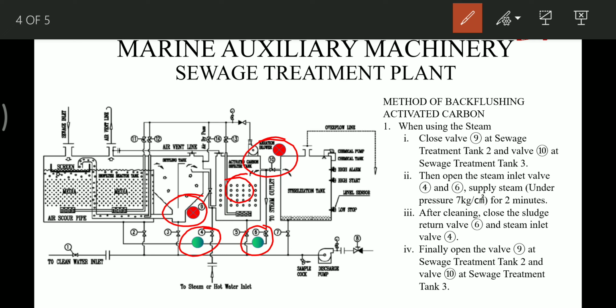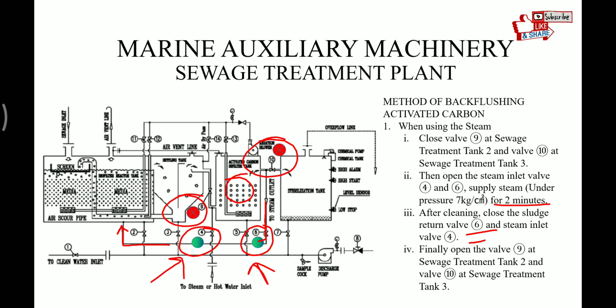This way the steam will backflush this tank, and it will come out from line 6 and enter this tank. After the cleaning is done, mostly carried out for 2 minutes, we have to close valves 6 and 4, these steam valves, and finally we have to open valves 9 and 10 to put the system back in operation.